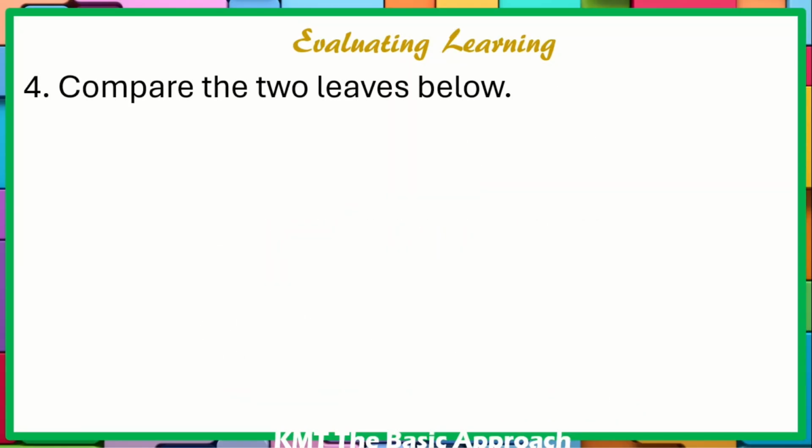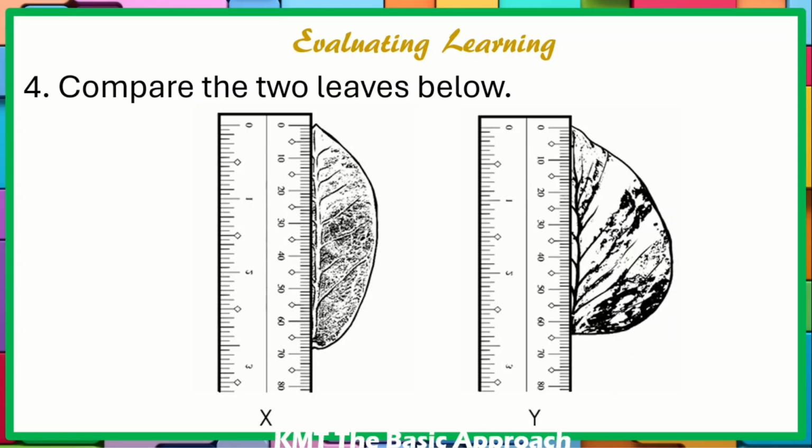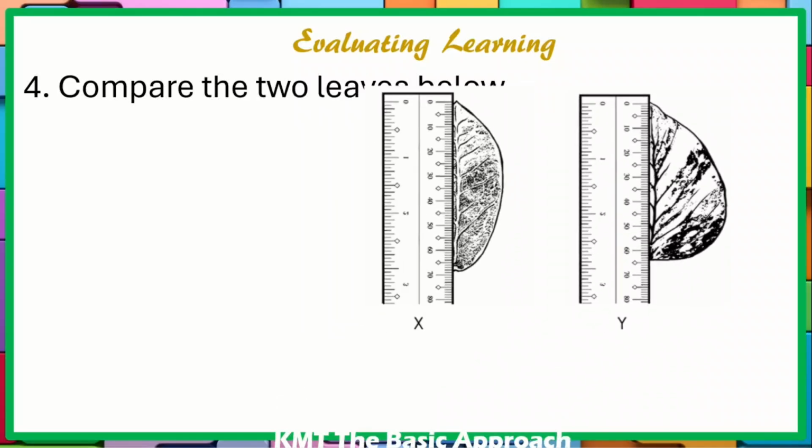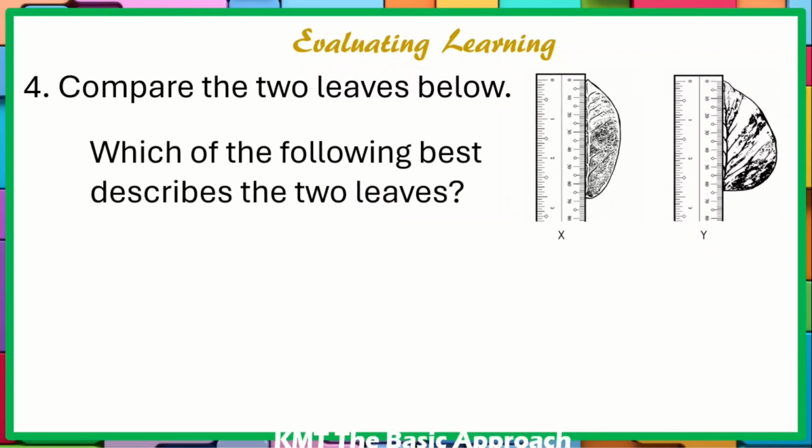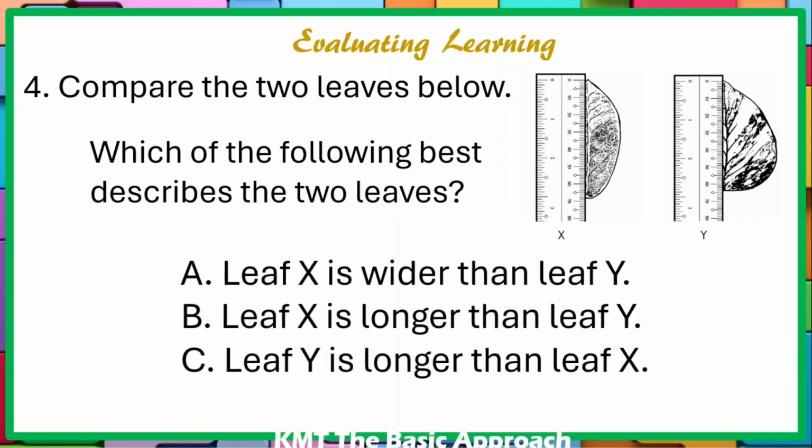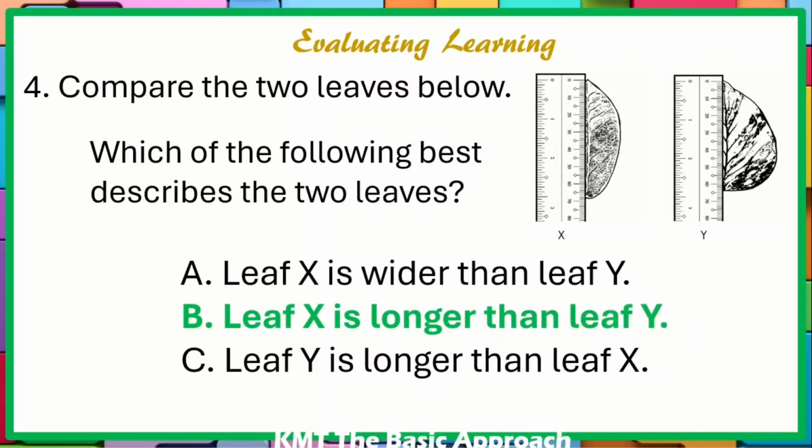Number 4. Compare the two leaves below. Which of the following best describes the two leaves? A. Leaf X is wider than leaf Y. B. Leaf X is longer than leaf Y. C. Leaf Y is longer than leaf X. What is the correct answer? Great! The correct answer is B. Leaf X is longer than leaf Y.